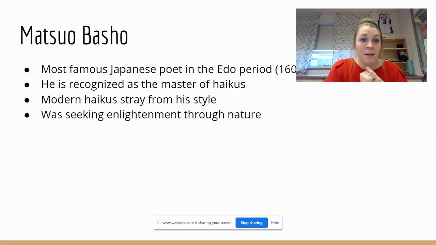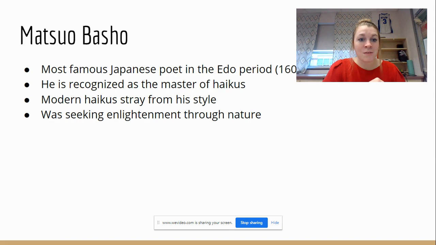So Matsuo Basho is one of the most famous Japanese poets in the Edo period, which is the 1600s. So he's more of an old-fashioned writer, obviously, if he was born in the 1600s. But he is recognized as the master of haikus. He has produced a ton of haikus, and he wrote some really, really famous ones.